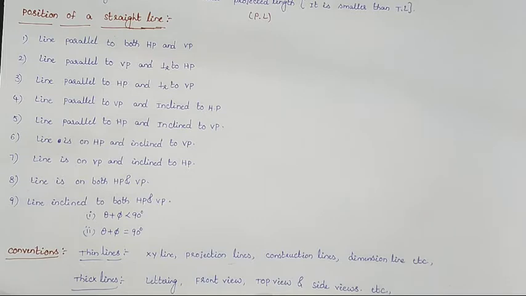Coming to the first, the conventions of a straight line. In this topic, what are the thick lines and what are the thin lines? The thin lines should be drawn by using a 2H pencil. The XY line, projection lines, construction lines and dimension lines should be drawn by using a 2H pencil. The thick lines are always drawn by using your HB pencil. So lettering, front view, top view and side views are drawn by using your HB pencil.